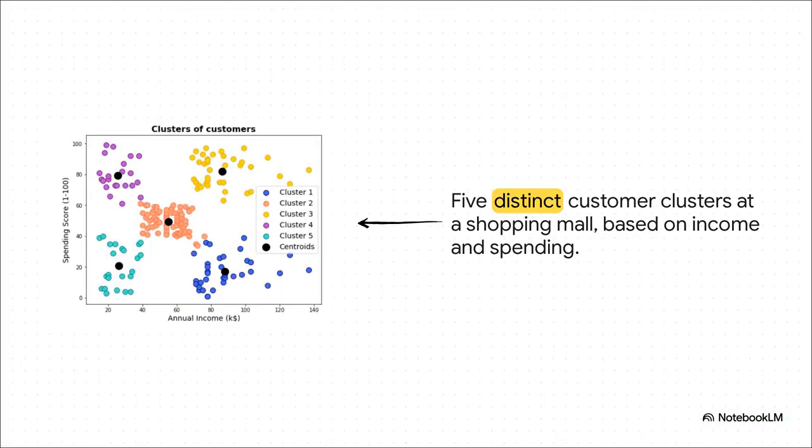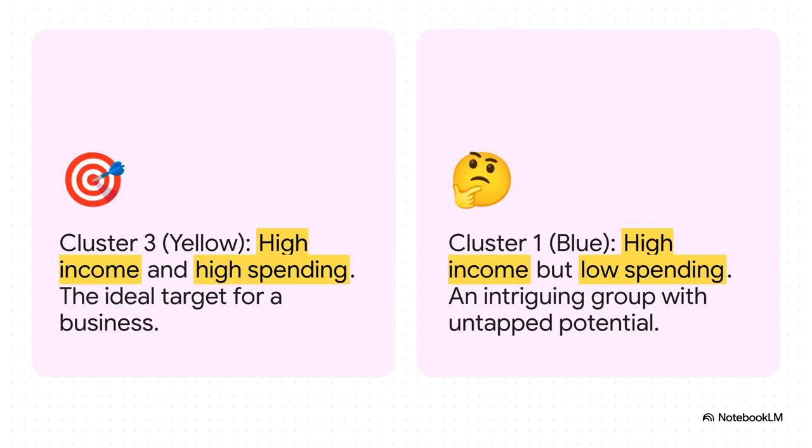So a real study used K-means on a shopping mall's data, looking at people's income versus their spending score. The algorithm took this messy cloud of shoppers and, bam, it found these 5 distinct, understandable groups. A perfect map of who their customers are. And once you have these clusters, you can start telling stories. The yellow group, those are your ideal targets. High income, high spending. They're your VIPs.